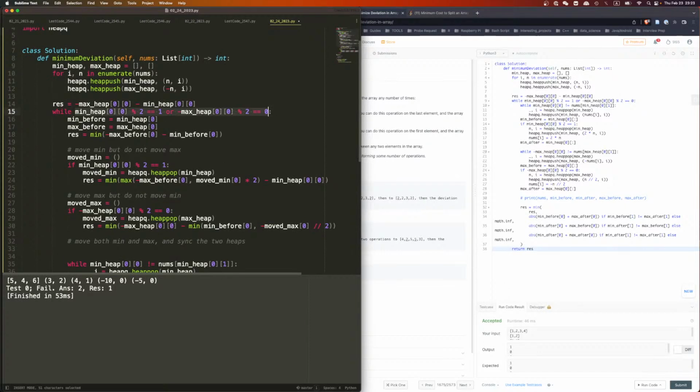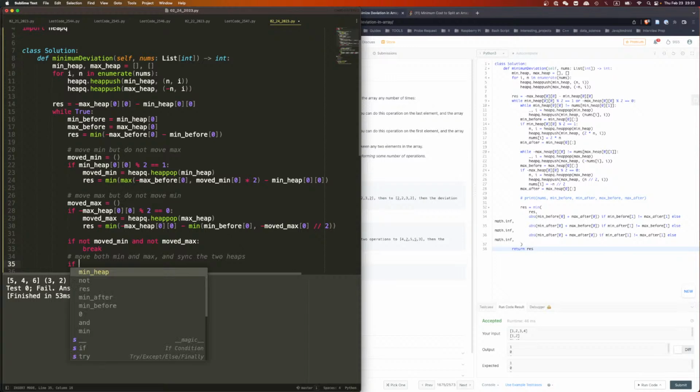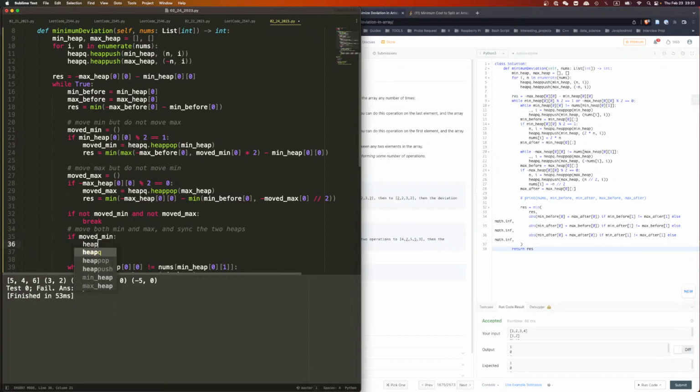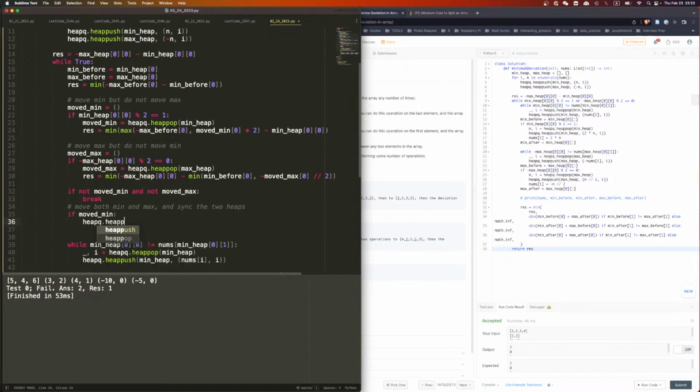Actually, I will do it this way: while true. We say if not moved min and not moved max, break. If moved min, then I'll say heapq.heappush. What do we push? We will push the min heap, right?